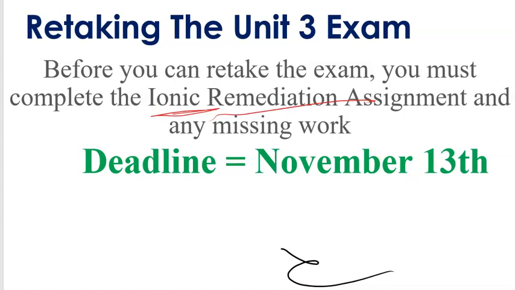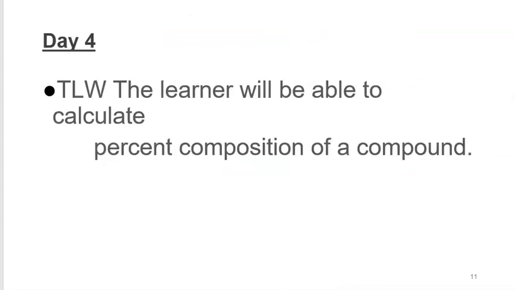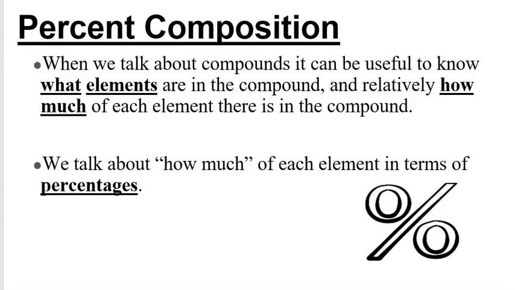All right, so in your notes today, we are learning how to calculate a percent composition of a compound. So you're going to need a periodic table, and you're also going to need a calculator. So what is percent composition? When we're talking about compounds, it can be useful to know what elements are in the compound and how much of them we have. We can talk about how much in terms of percentages. So let's just say you have like a trail mix, right? So you want to know, is your trail mix 90% peanuts? Or is it 15% chocolate, right? You can calculate this.